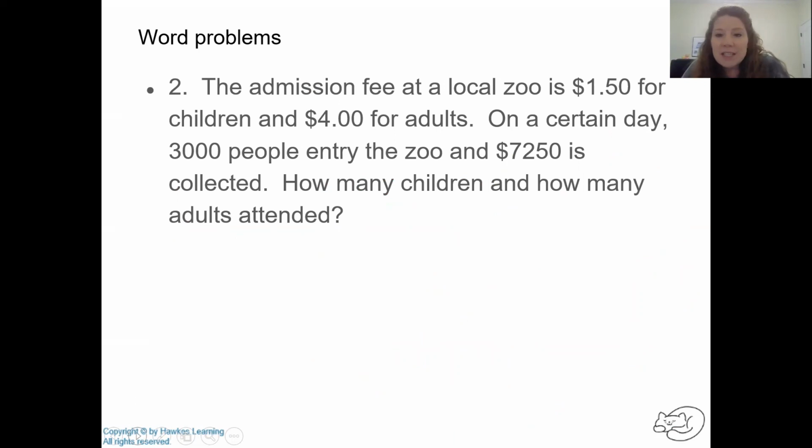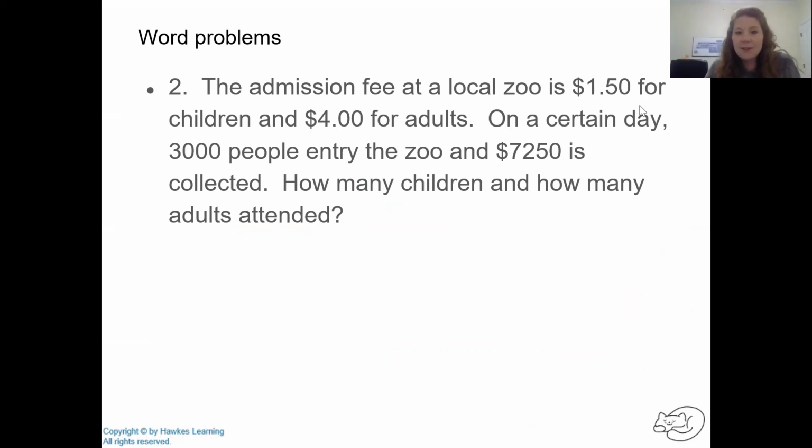So the admission fee at a local zoo is $1.50 for children and $4 for adults. On a certain day, 3,000 people entered, it should say entered the zoo, and that much money was collected. All right, so you need 2 equations. One's for how many tickets they sold, and the other one's how much money they made. One's about tickets, one's about money, just like the coins. One was about coins, one was about the value.